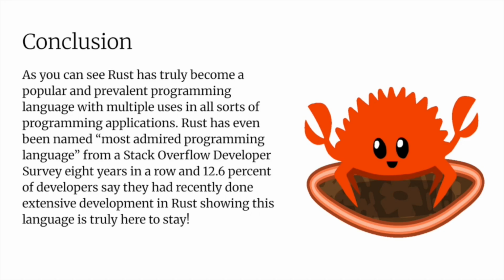In conclusion, Rust has really become a popular and prevalent programming language, because of all the really interesting tools and features that it has, even becoming one of the most admired programming languages on Stack Overflow. It's been nominated as the best for 4 years straight, and 12.6% of developers have said that they've been using it a lot lately. And I think Rust is really, truly here to stay because of that, the history, and all its uses. Thank you.